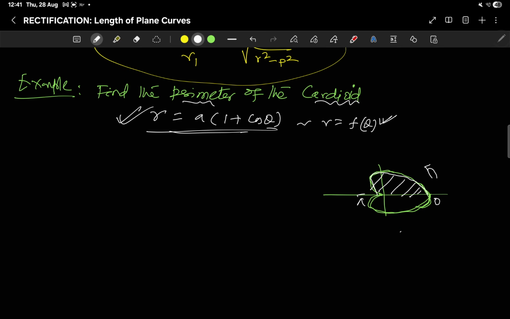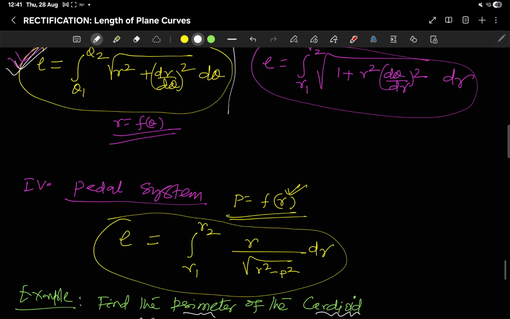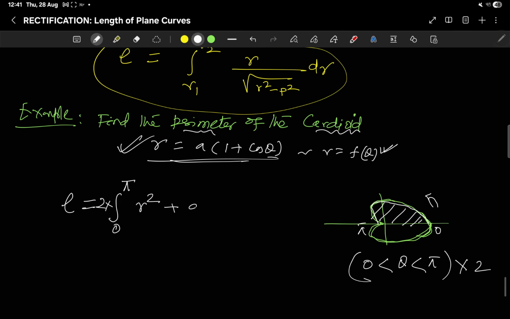So here theta is from 0 to pi, and we are going to multiply by 2 because of the symmetry. Okay, so what is the length of the arc here? L is twice the integral from 0 to pi of the square root of r square plus dr by d theta whole square, d theta.